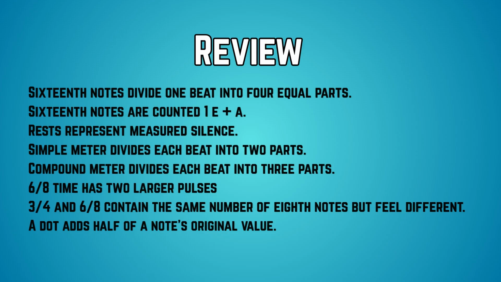6/8 time contains 6 eighth note subdivisions grouped into 2 larger pulses. The strongest subdivisions are usually counts 1 and 4. 3/4 time has 3 groups of 2 eighth notes. 6/8 time has 2 groups of 3 eighth notes. A dot adds half of a note's original value. In 6/8 time, a dotted quarter note equals 3 eighth notes and fills one complete large beat group. When rhythms become more complex, careful counting and subdivision help us maintain a steady, accurate beat.